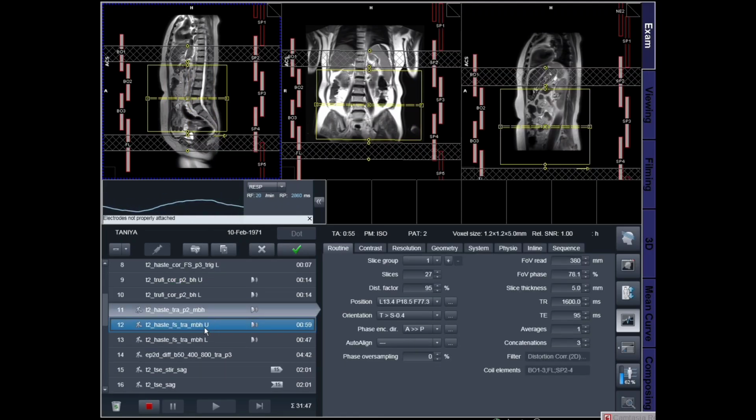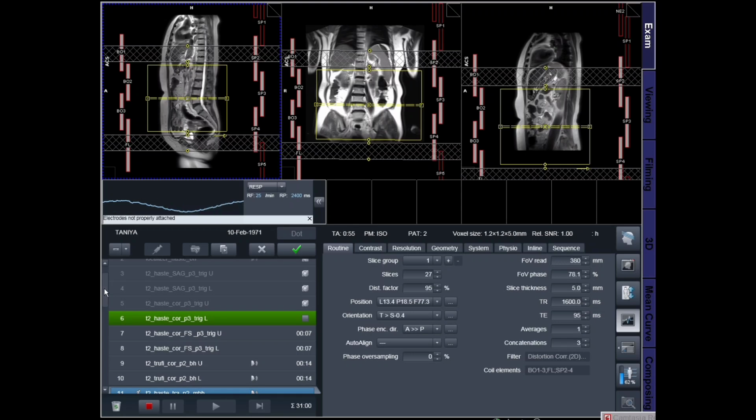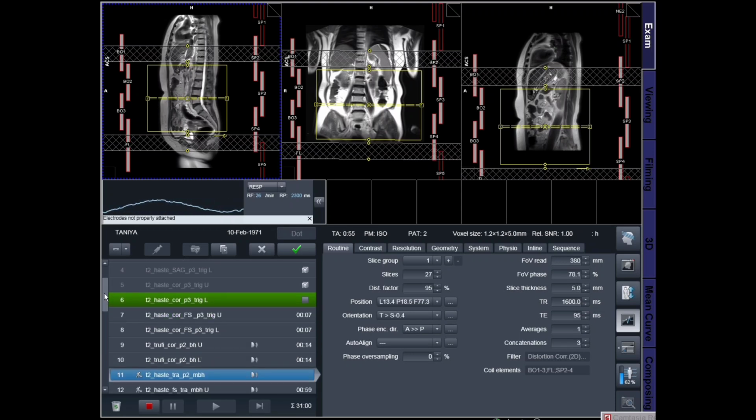Axial T2 weighted imaging. Next, axial T2 weighted imaging is performed. T2 images show fluid as high signal intensity, making them useful for detecting cysts, edema, and biliary structures.